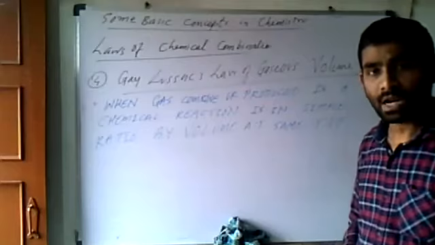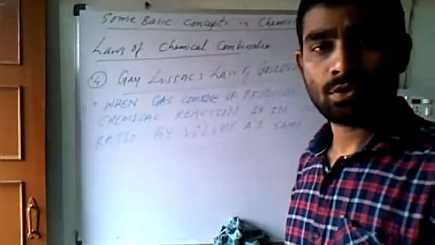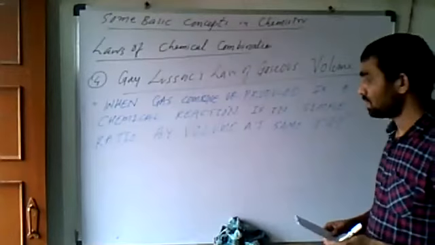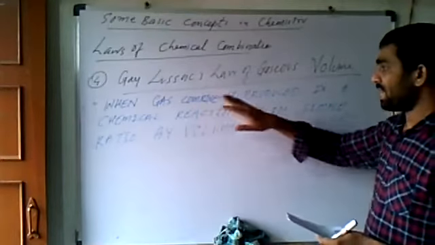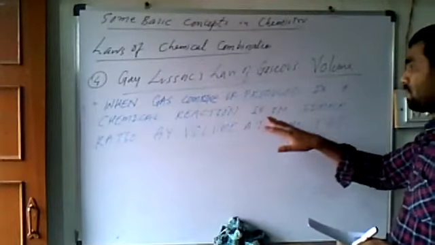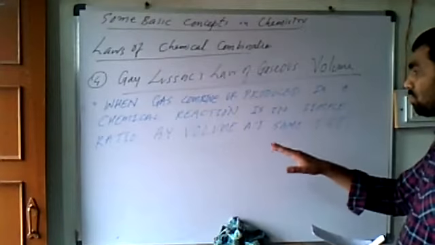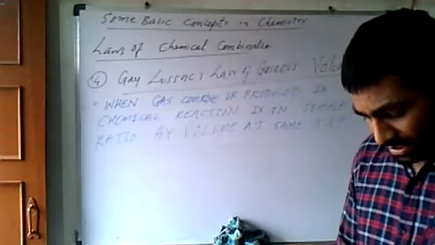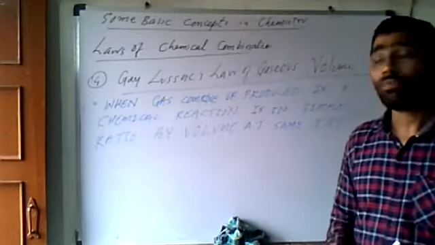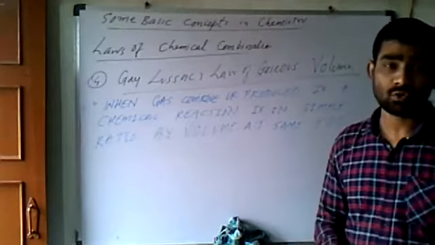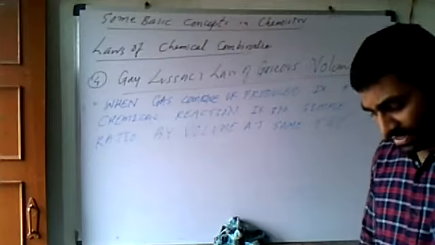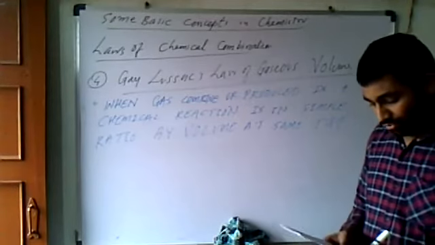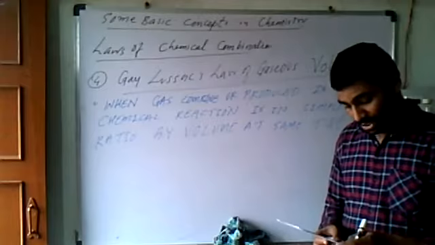Okay. Now, see here. When gases combine or are produced in a chemical reaction, it is in a simple ratio by volume at the same temperature and pressure. To understand this idea of Gay-Lussac's law of gaseous volume, we will take one example and learn how it works.